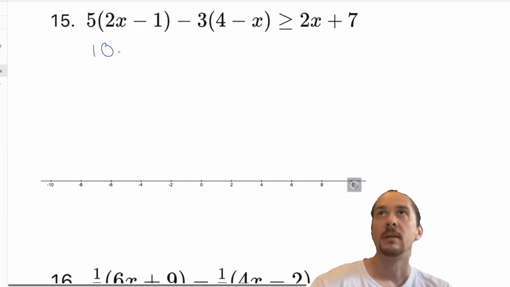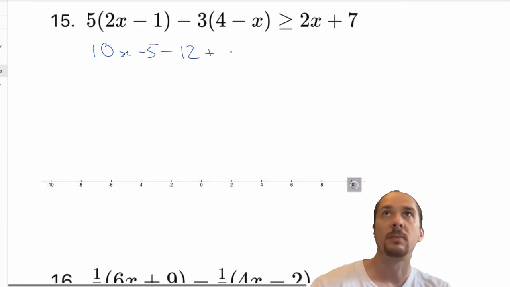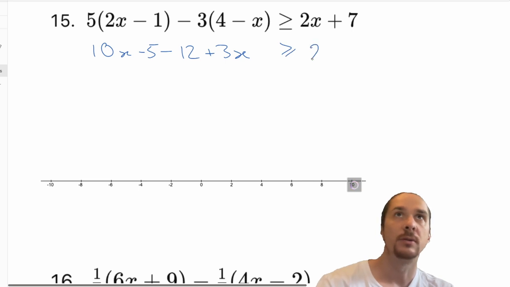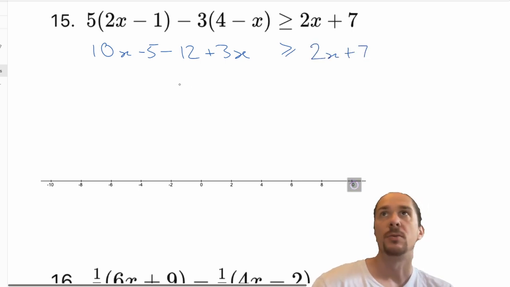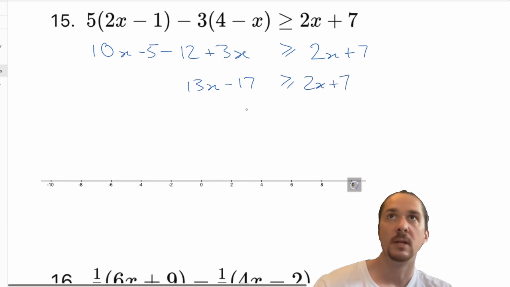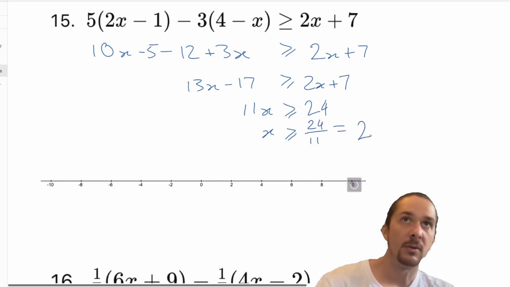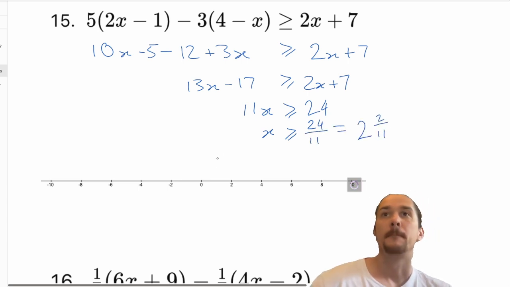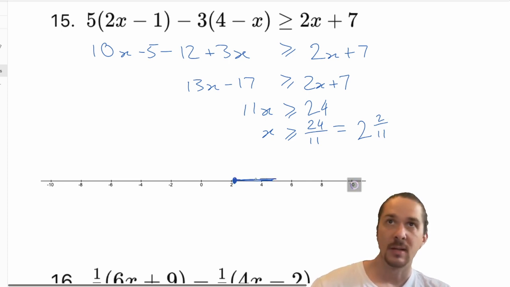10x minus 5 minus 12 plus 3x is greater than or equal to 2x plus 7. So 13x minus 17 is greater than or equal to 2x plus 7, which means 11x is greater than or equal to 24, which means x is greater than or equal to 24 over 11, which we can convert to 2 and 2/11ths, which means we're just above the 2 here. So we'll put in a solid circle there, and here x is greater than or equal to that. So we put our line with our arrow pointing in the positive direction like that.